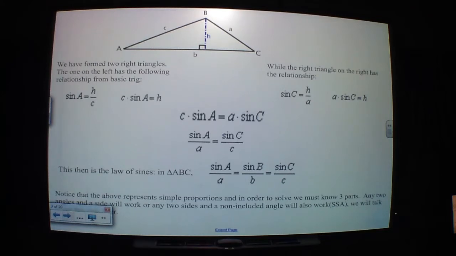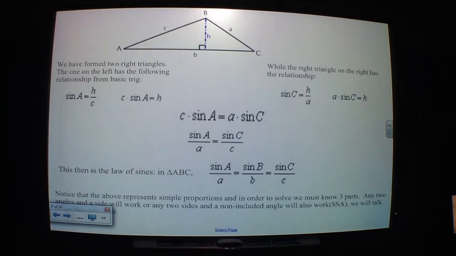So when you look at the triangles, let's look at the left triangle. I could do the sine of A is opposite over hypotenuse. My opposite side is h and my hypotenuse is c. So for the triangle on the left, sine of A is equal to h over c. And then I solve that for h. So c sine of A is equal to h.